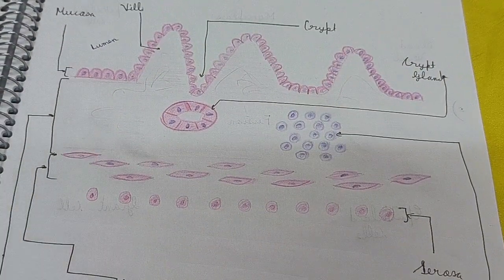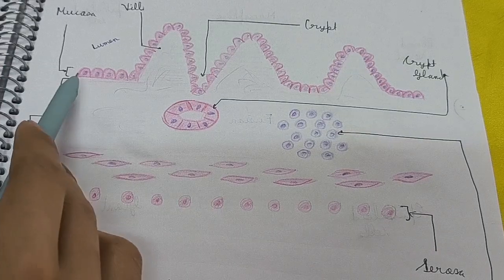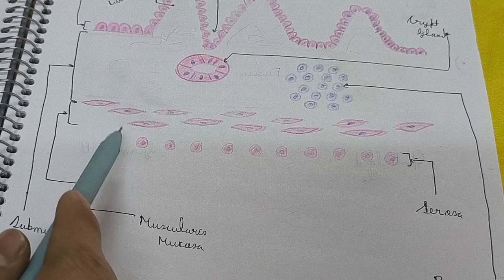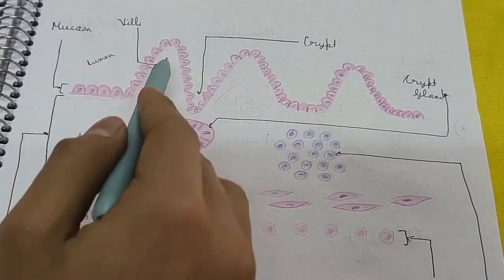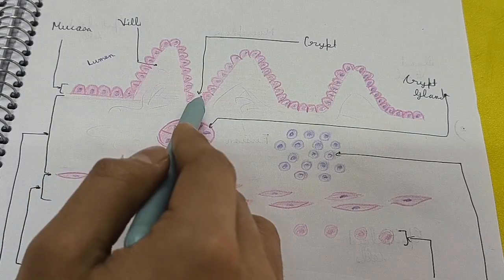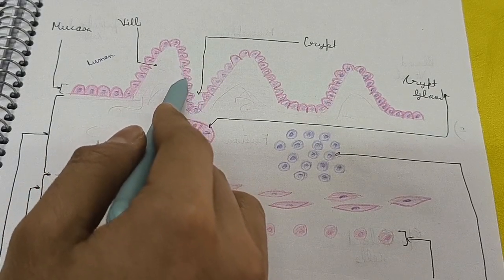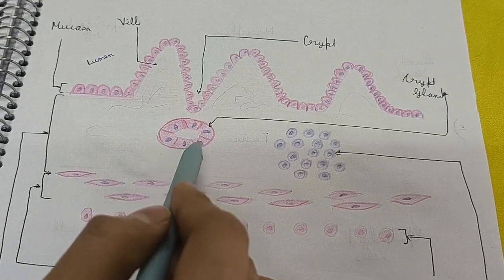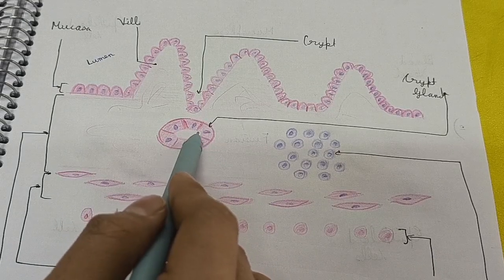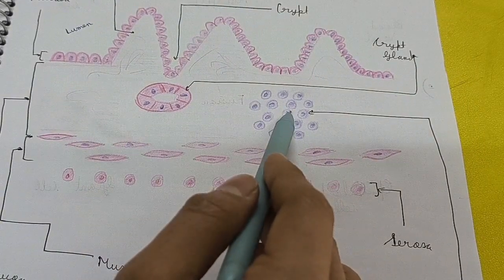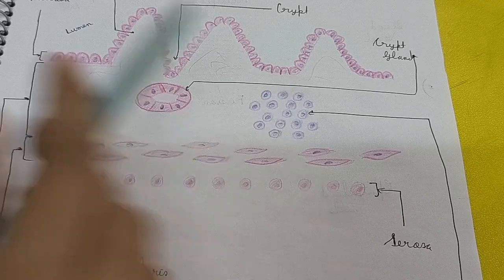So what are the normal histophysiological findings? The 4 layers: mucosa, submucosa, muscularis mucosa, and serosa, and also villi, and the villi is the elevation of mucosa into the lumen, and the crypt is a depression of mucosa. Also the crypt gland is found, and in the lumen of the crypt gland no cells are found, and this is the Peyer's patch, which is just an accumulation of lymphocytes.